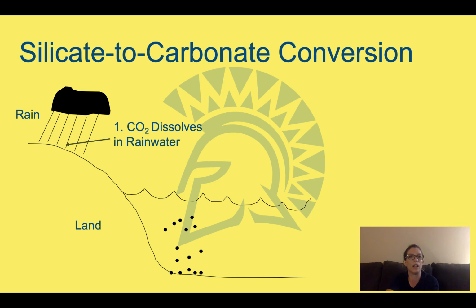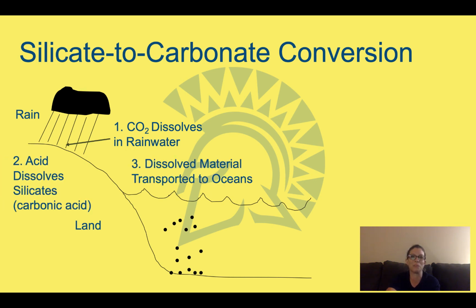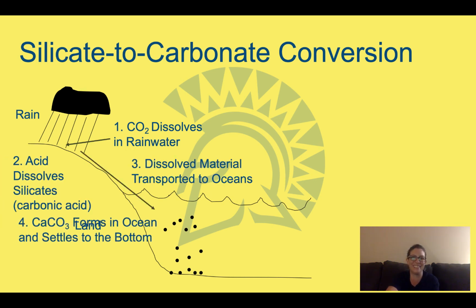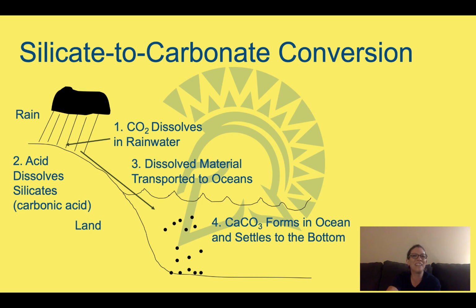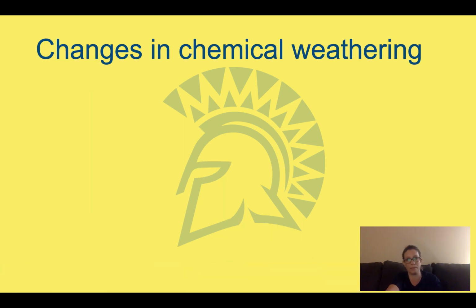So here's a nice little, I don't know, crude drawing that we tried to do here. So we've got the CO2 dissolving in the rainwater, right? That's step number 1. And then step number 2, the acid will dissolve the rock, right? And then it's going to go down from the rivers into the ocean. This is going to be the ocean right here. And the dissolved materials will be transported to the oceans. And then you can see how that carbon is going to separate out and go down into the bottom of the ocean as calcium carbonate.